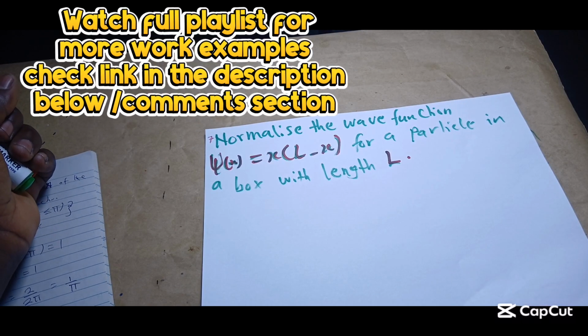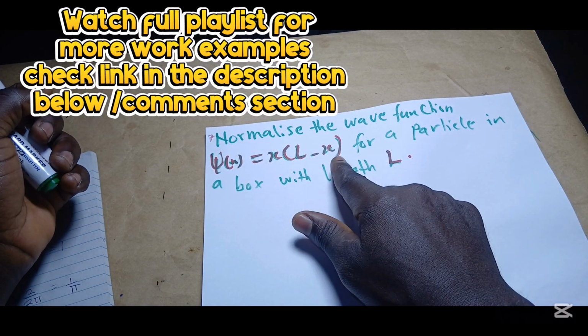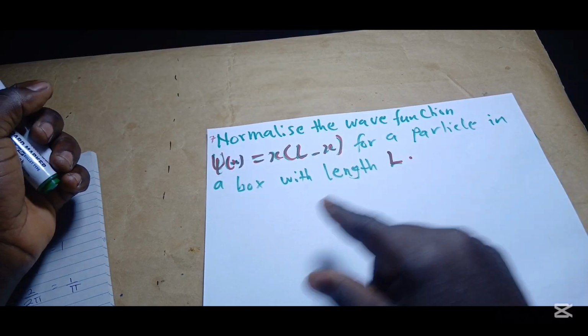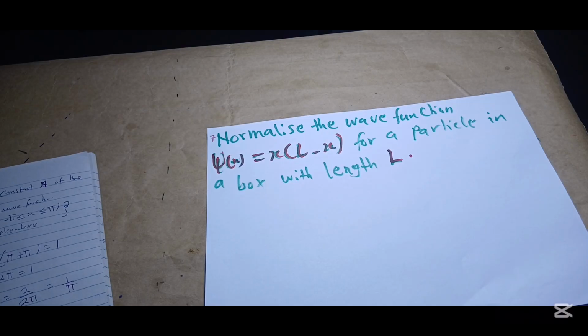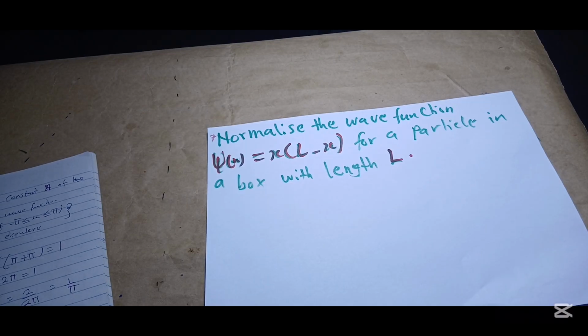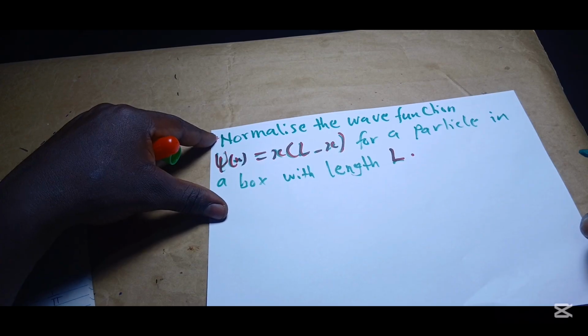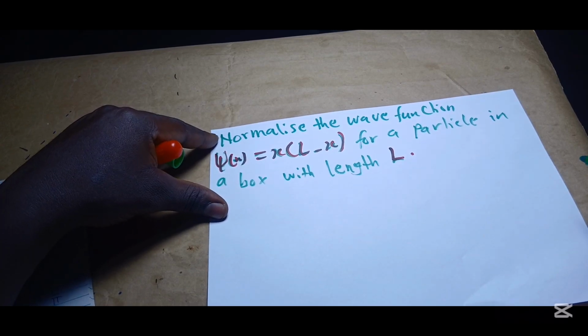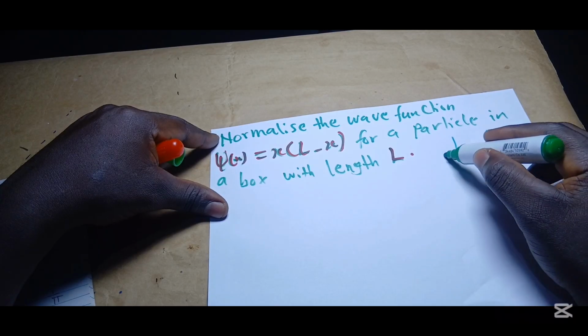Normalize the wave function psi of x equal x into bracket L minus x for a particle in a box with length L. We are looking at the 100% probability of finding a particle in a box of length L.